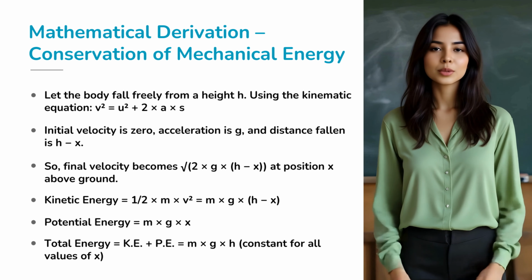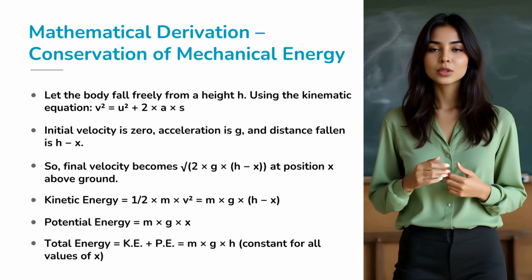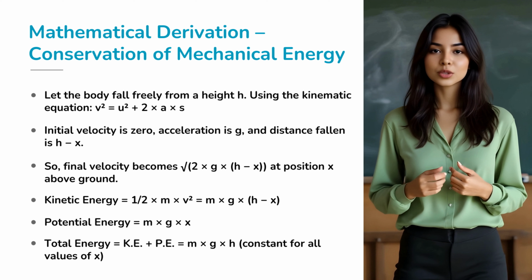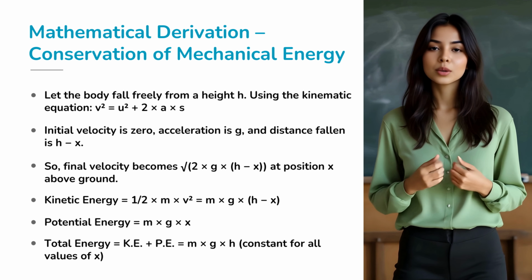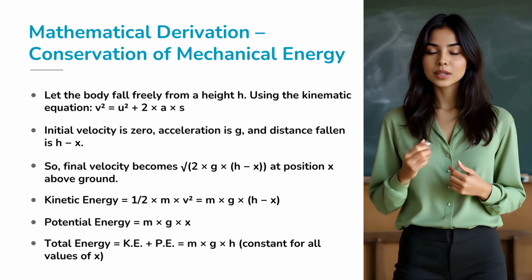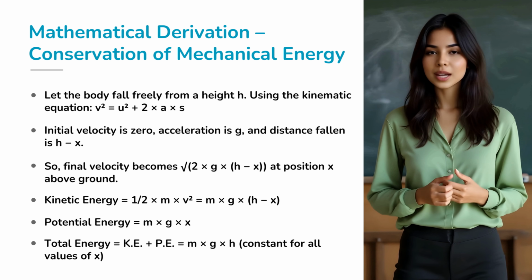Let's verify this principle with some equations. From our kinematics, we know v squared equals u squared plus 2as. Since the body is dropped from rest, u is 0. So we get v squared equals 2g(h minus x).